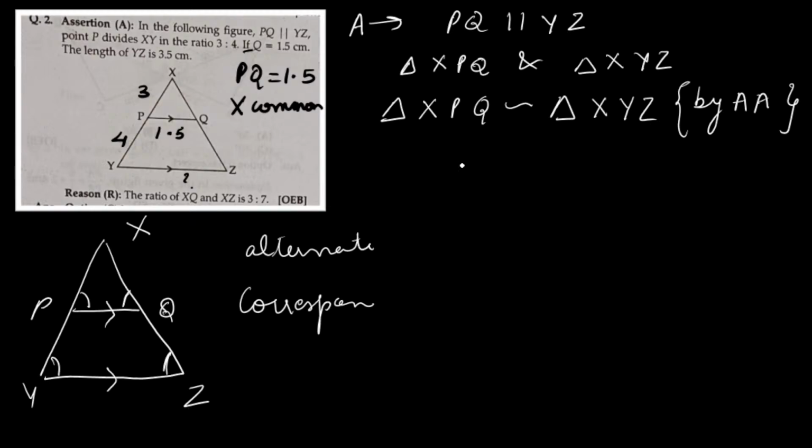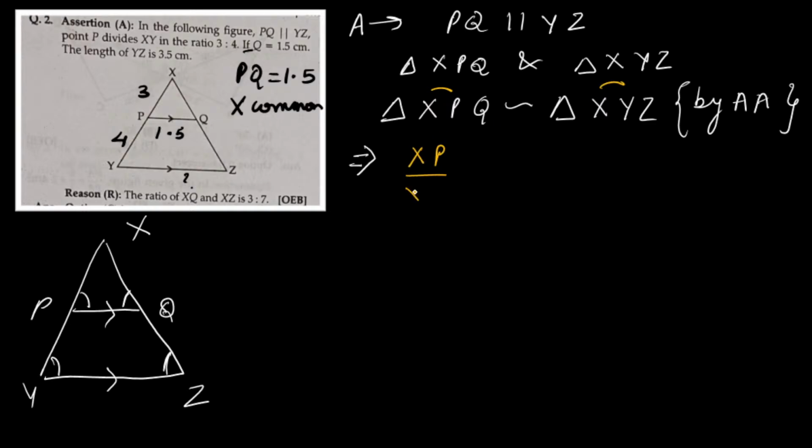Now if these two triangles are similar, then we know the ratio will be equal. Whenever two triangles are similar, the ratio of the corresponding sides will be the same. So XP's corresponding side is XY. So I can write XP by XY is equal to PQ by YZ, which is equal to XQ by XZ. XQ's corresponding side is XZ. So the corresponding sides ratio I have written.